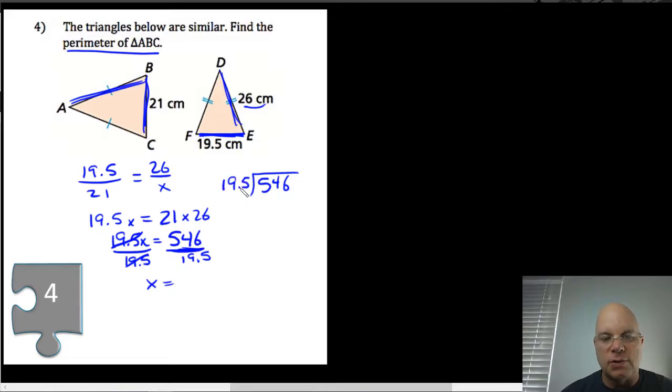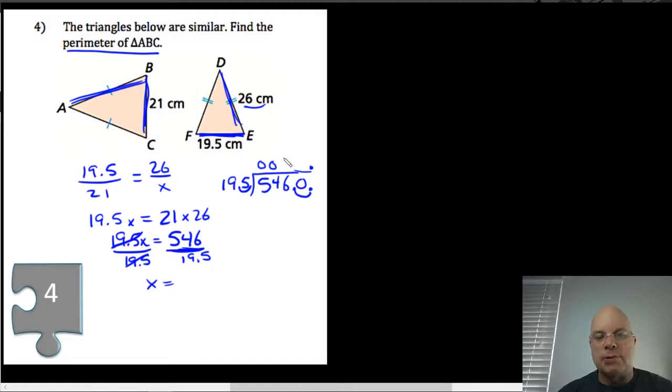We don't want our divisor to be a decimal, so we make it a whole number by multiplying it by 10. If we do that, we have to also multiply the dividend by 10. So put a 0 in the ones place and line up a decimal in your quotient. How many 195s are in 5? 0. How many 195s are in 54? 0. How many 195s are in 546?